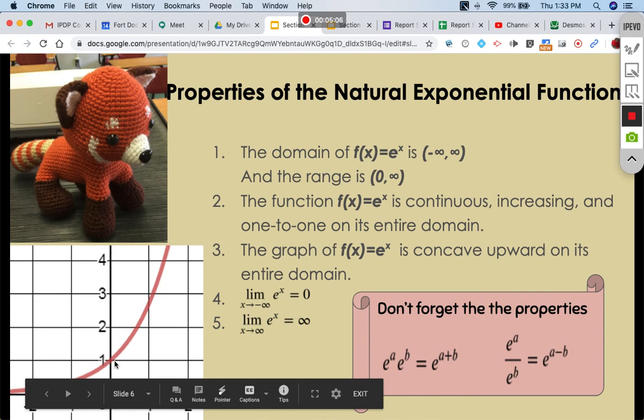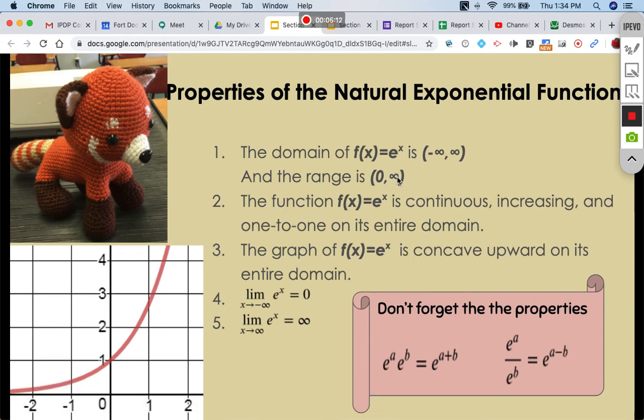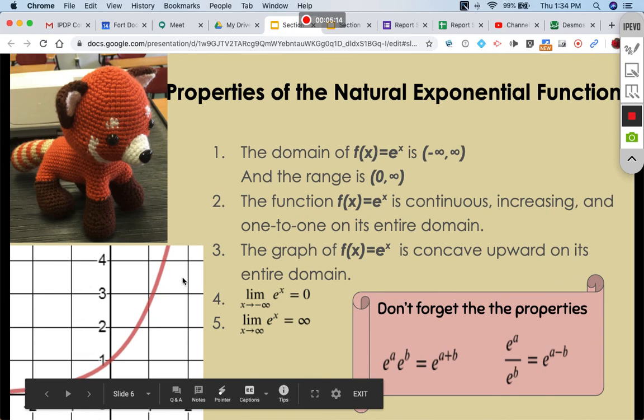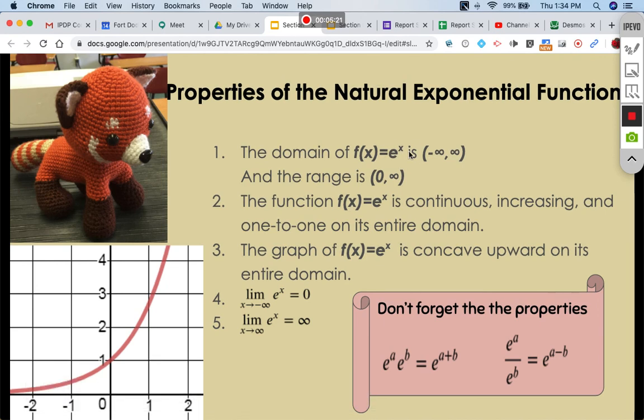The domain is all real numbers. You can take e to any power, but the range is 0 to infinity. It never gets down to 0. That's an asymptote. It goes on to infinity. You will never get a negative answer from e to a power. It's continuous, increasing, 1 to 1, concave upwards.